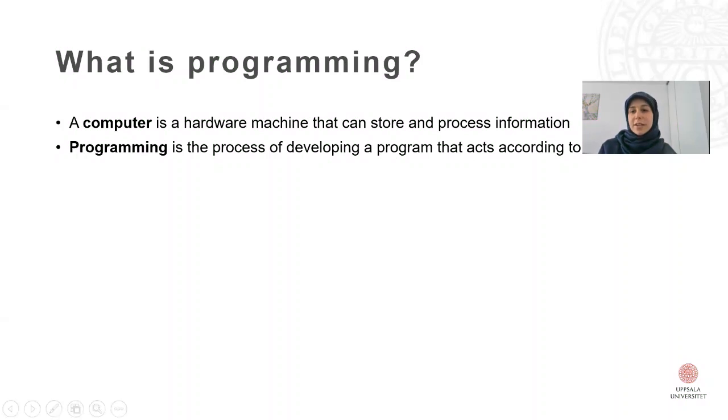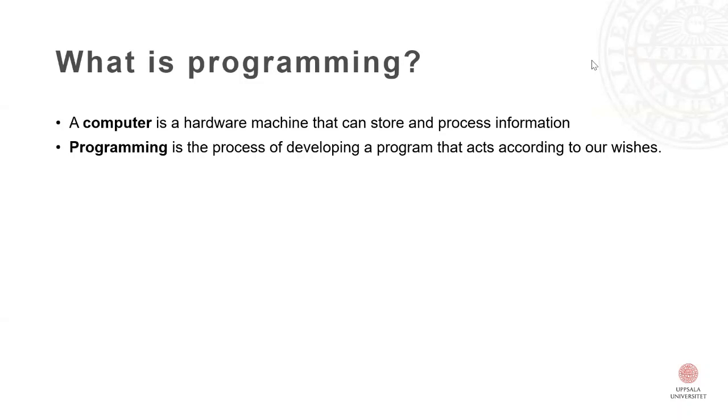So let's start here. What's programming? A computer is a hardware machine. Hardware are those physical parts of a computer that we can see and touch. A computer is a hardware machine that can store and process information, as we have seen in the second lecture, how transistors are used to store information and how logic gates are used to process information and do different sorts of computations. Programming is actually the process of developing a program that acts according to our wishes. We want to write a program that does what we intend to do.